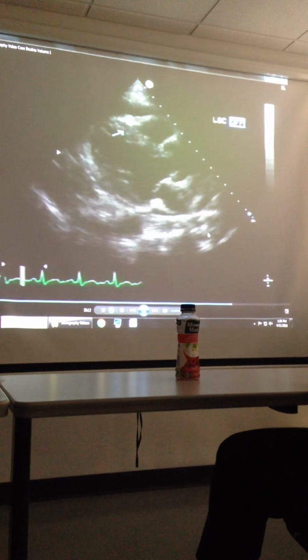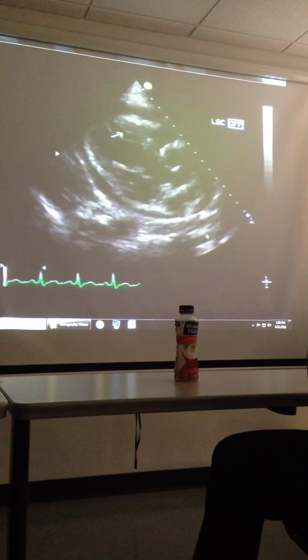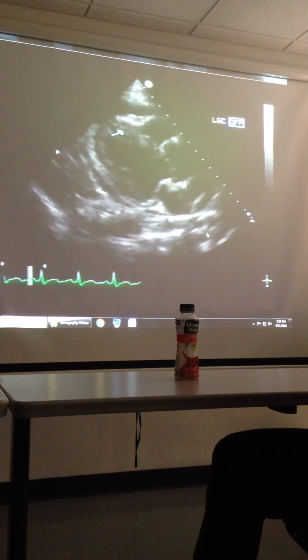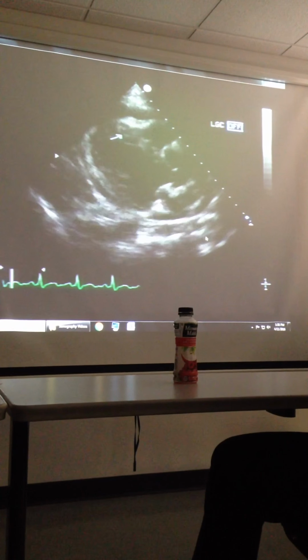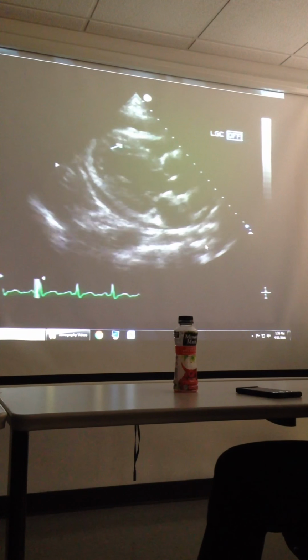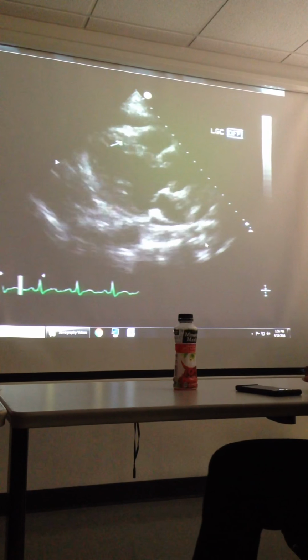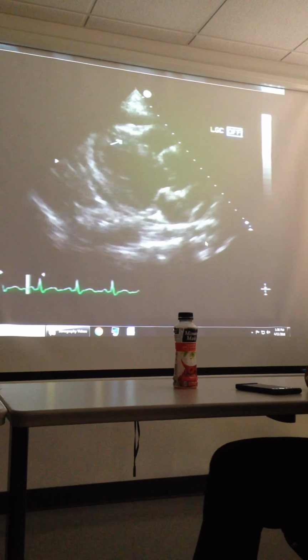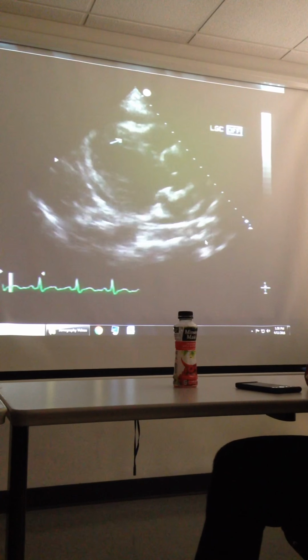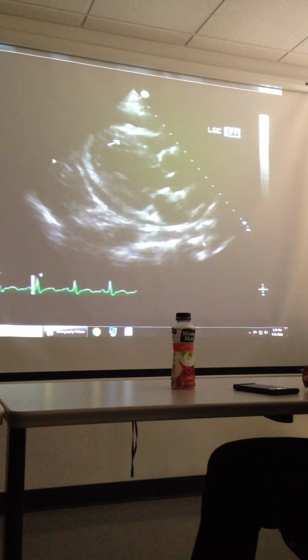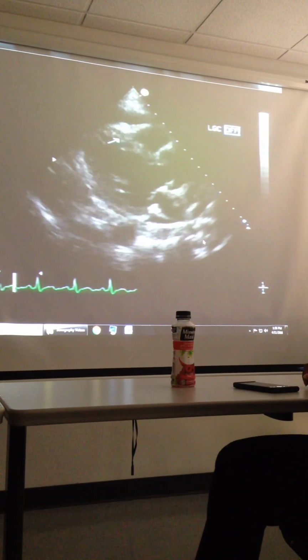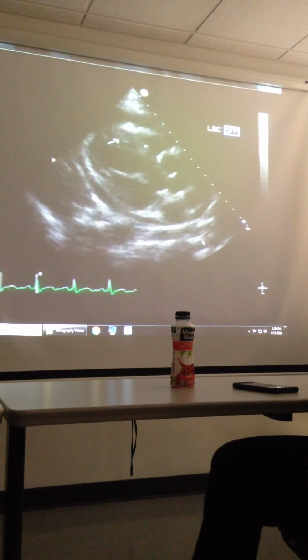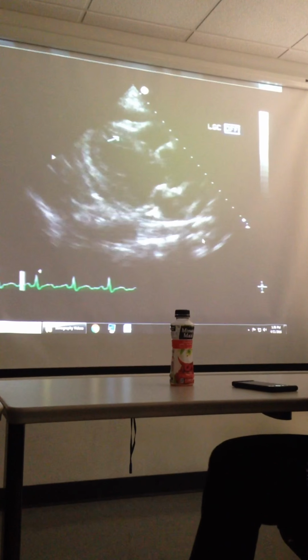So watch. Do you see anything unusual? Okay, he had an MI, it looks like over the septum, right? But is there something around this heart? Effusion. So post-MI pericardial effusion, what do we call that?